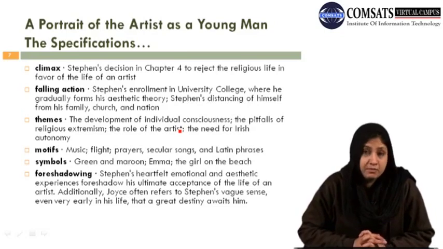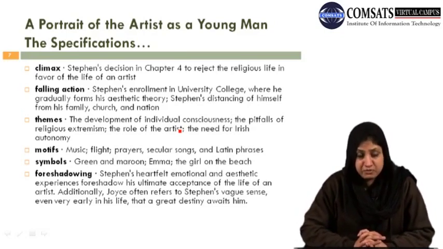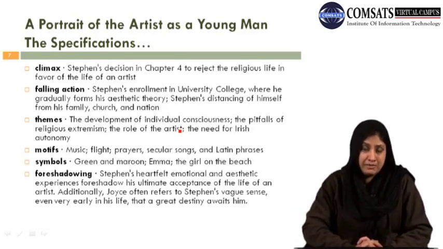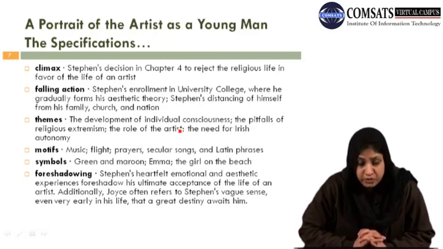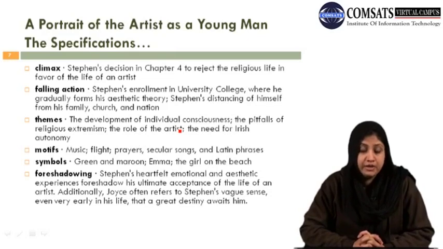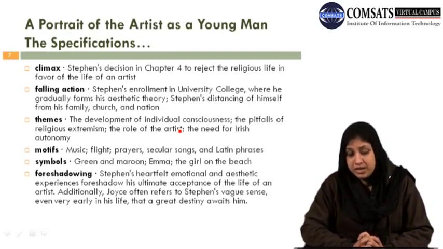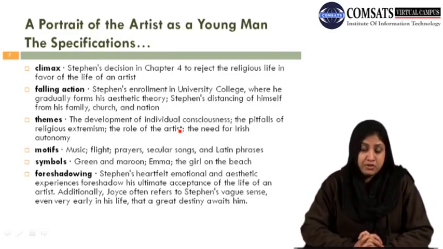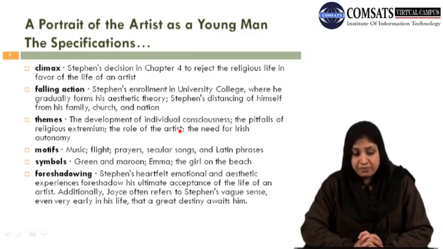The major motifs and symbols used by James Joyce in order to strengthen his thematic structure and goals for the story involve music, flight, prayers, secular songs, Latin phrases, colors, especially green and maroon, Emma as a person, and the girl on the beach.